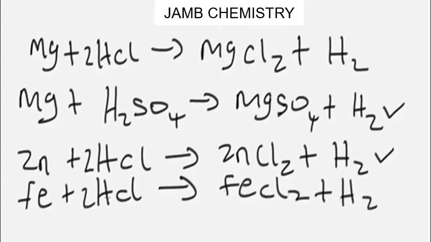So you're going to add 2 here. Hydrogen is 2, hydrogen is now 2, chlorine is 2, chlorine is 2, iron is 1, iron is 1. So this reaction is balanced.